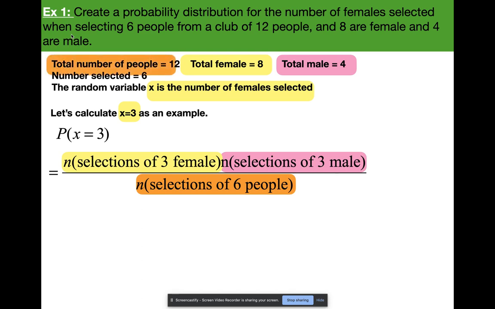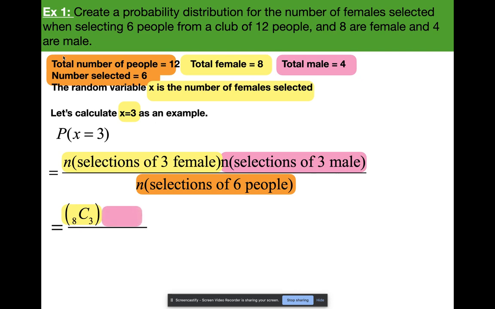So again, there's 12 people total, and we're selecting 6. Okay, so now we're just going to lay out our colors, and then we will sub in the chooses as we go. So for the yellow, that was the number of ways to select 3 females. In total there were 8 females, and we were picking 3 of them, so we choose 3.